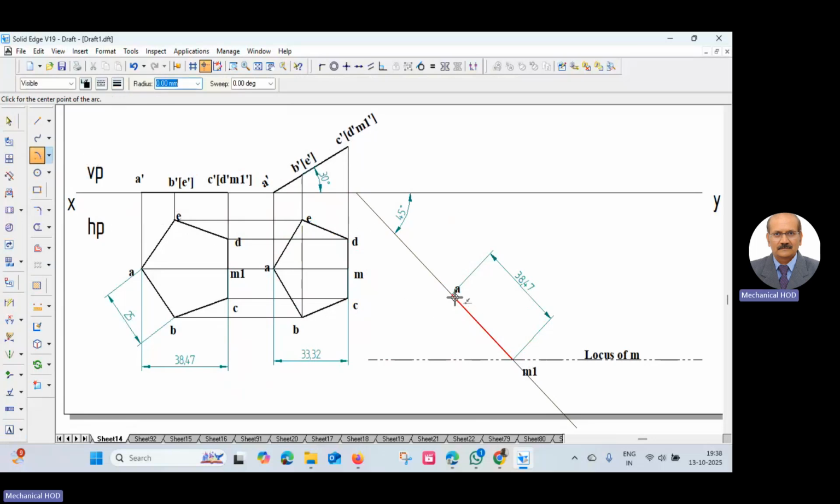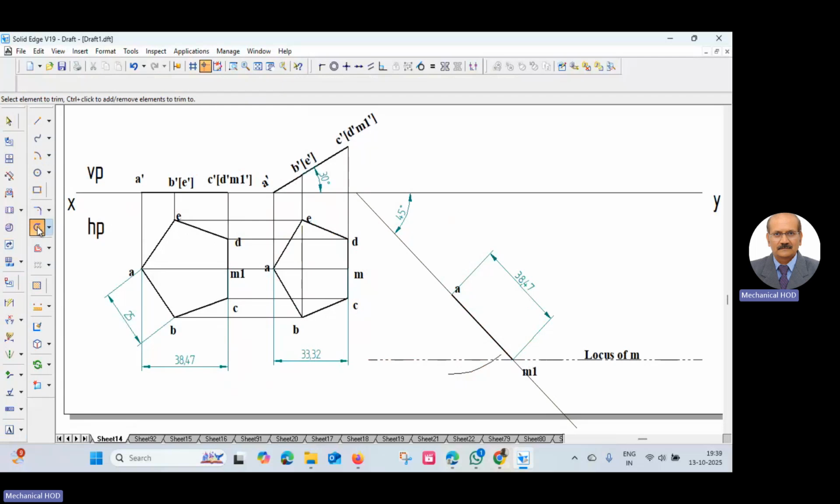perpendicular bisector. Click on A. It asks you the angle in the ribbon bar. Ribbon bar I type 33.32. I have to draw an arc of radius 33.32. Then it asks you the sweep angle in degrees, but don't enter anything there. Bring the cursor, click here and draw the sweep of the arc manually.